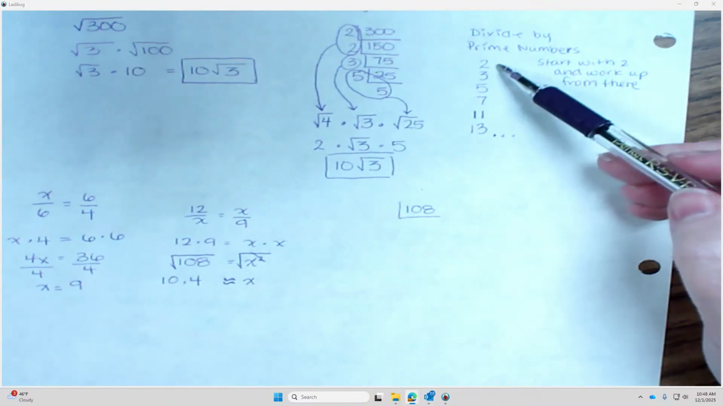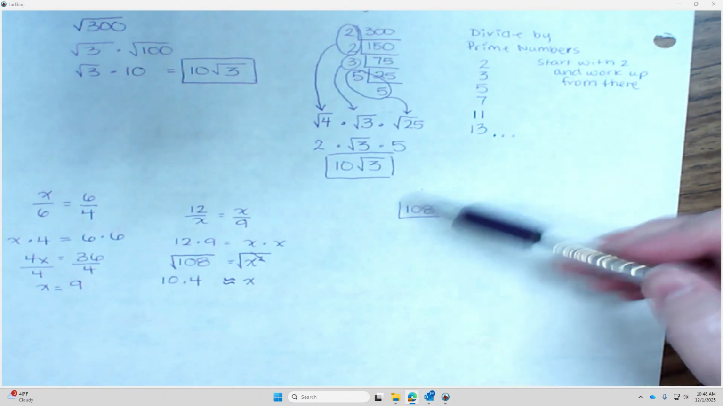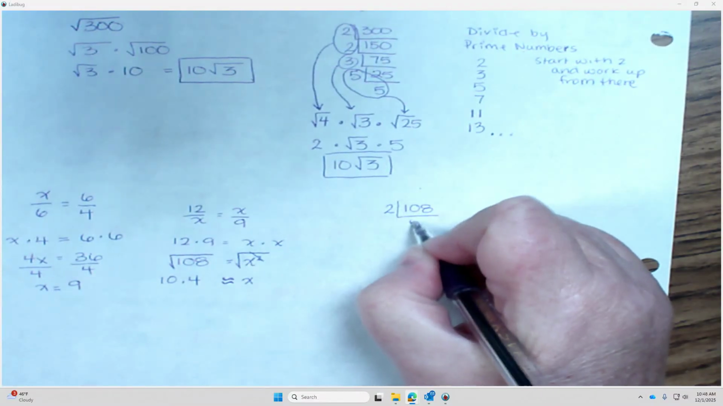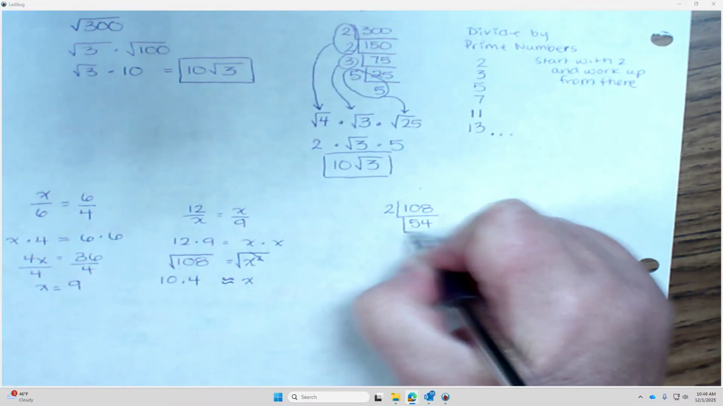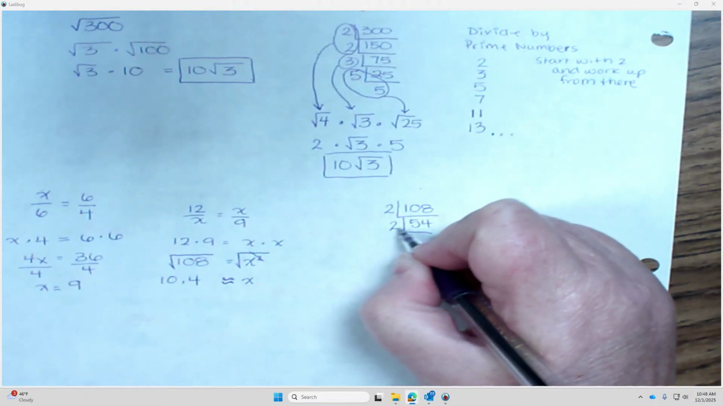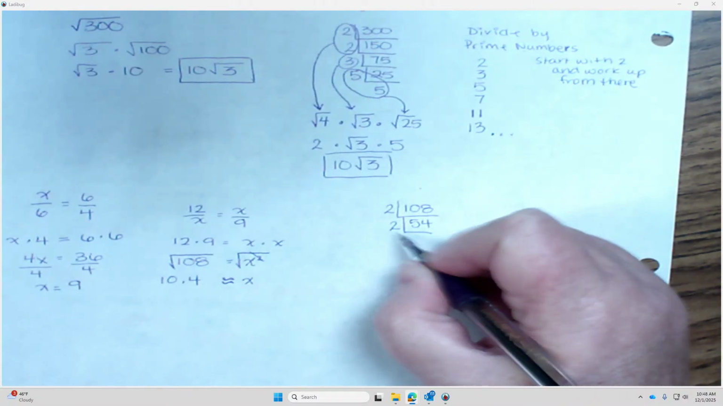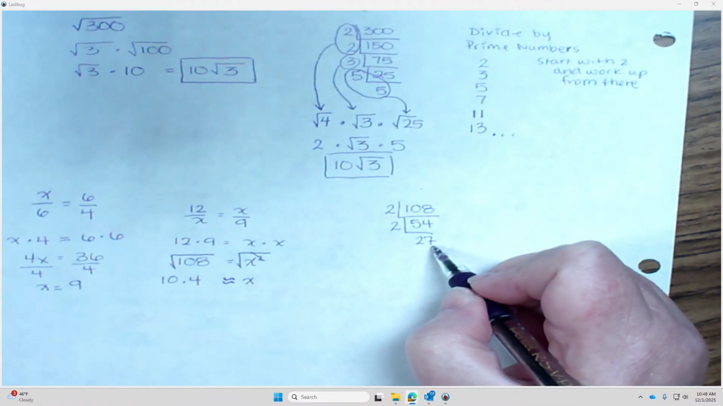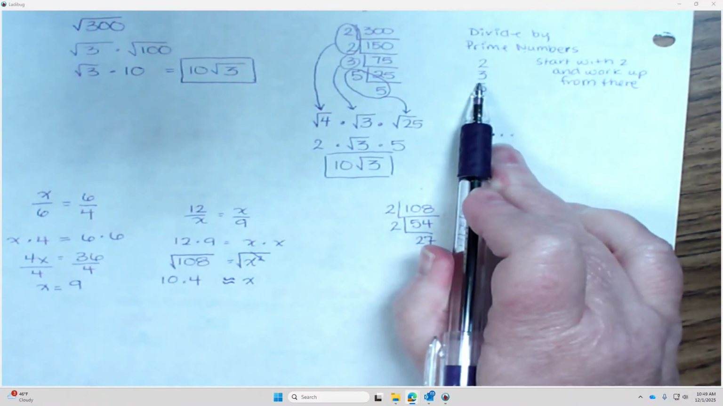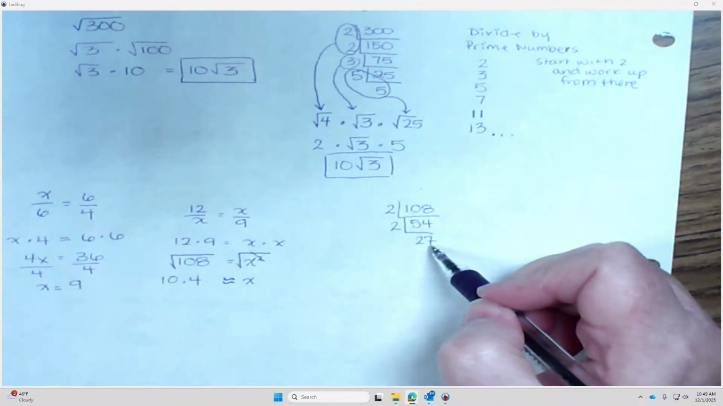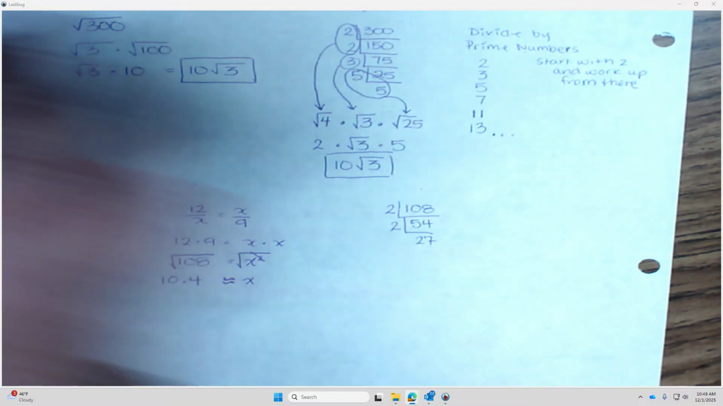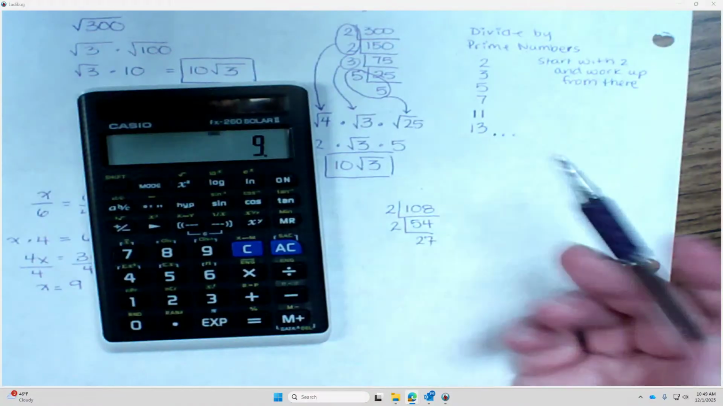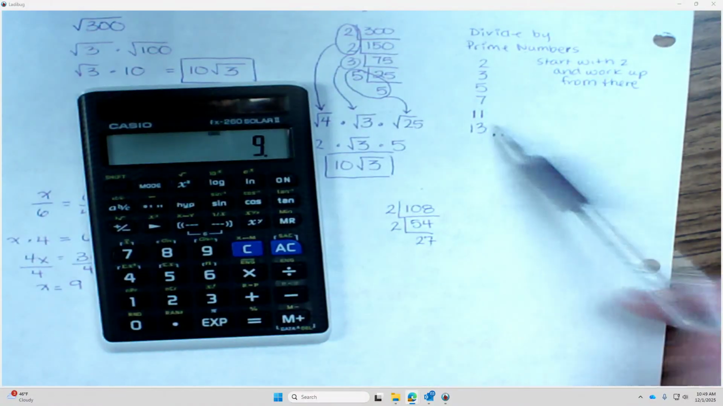We're going to start with our smallest prime number and work our way through. So since this is an even number, I know it's divisible by 2. 108 divided by 2 is 54. Since 54 is still an even number, I can divide by 2 again. 54 divided by 2 equals 27. 27 is not an even number, so I know 2 is not going to work. My next prime number is 3. So I have to ask myself, is 27 divisible by 3? If you don't know, then grab a calculator and say 27 divided by 3. If it gives you a whole number, good. If it doesn't, then you'd move up to the next prime number.